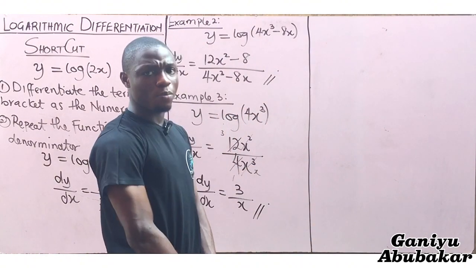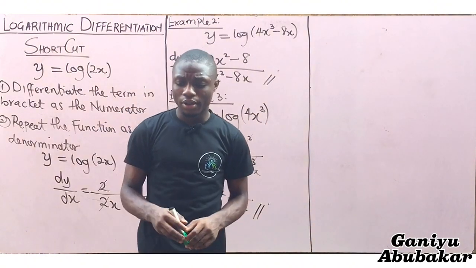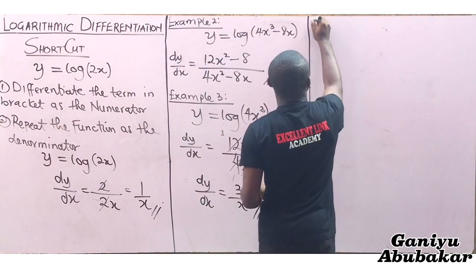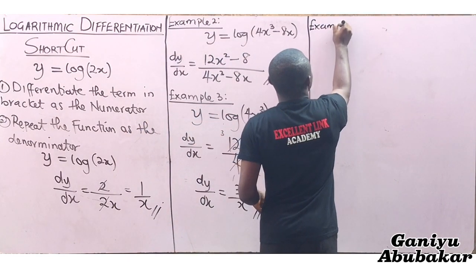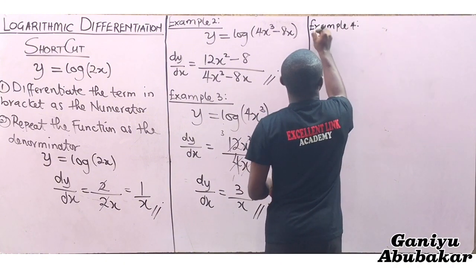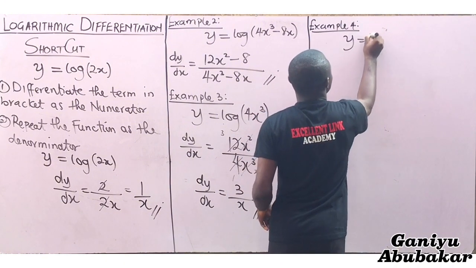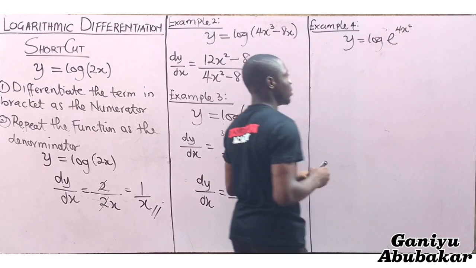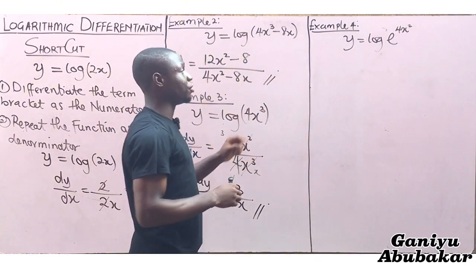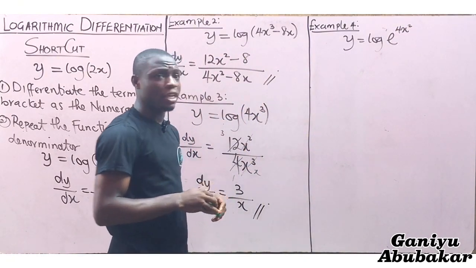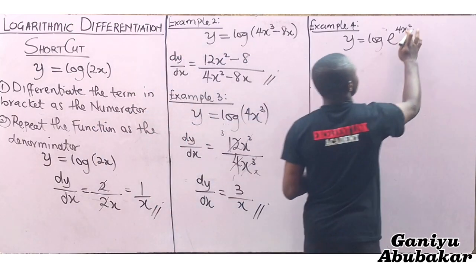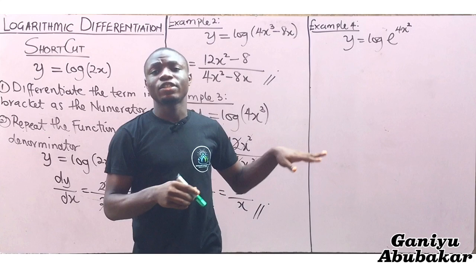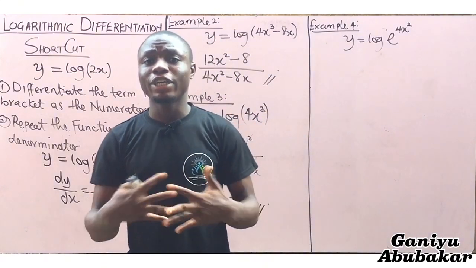So let's try to take one more and end this class. So if I have that example 4, if I have that y is equal to log exponential 4x squared, yes, I have that y is equal to log exponential 4x squared. How do you solve this? What's your first task? This one now becomes a case of log and exponential combined together.